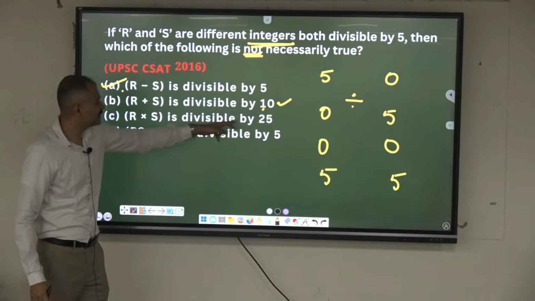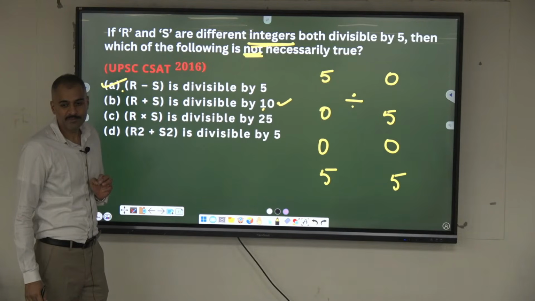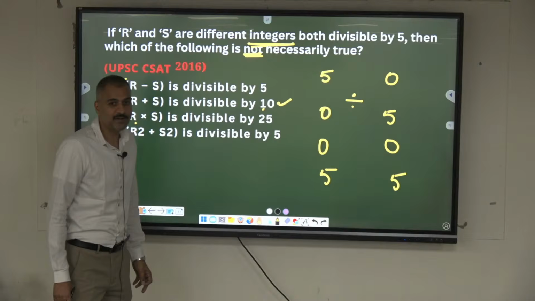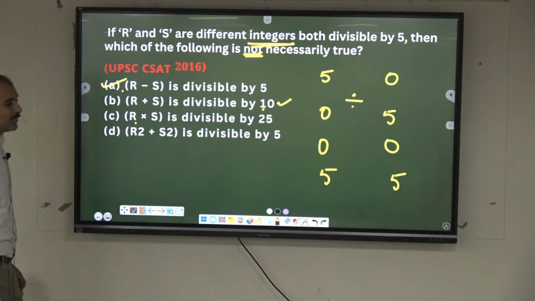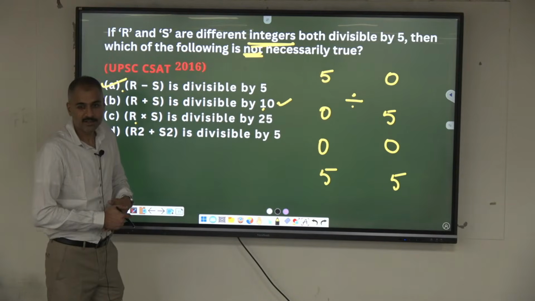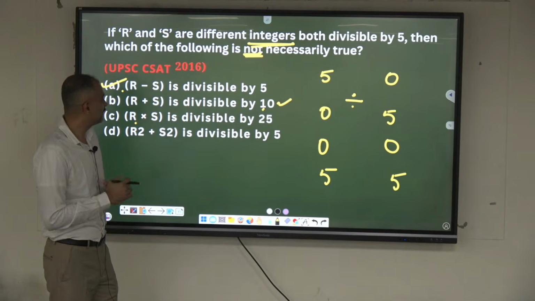R into S is divisible by 25. Is it divisible by 25? If I take R and S here, is it always divisible by 25 here? Is it divisible by 25?